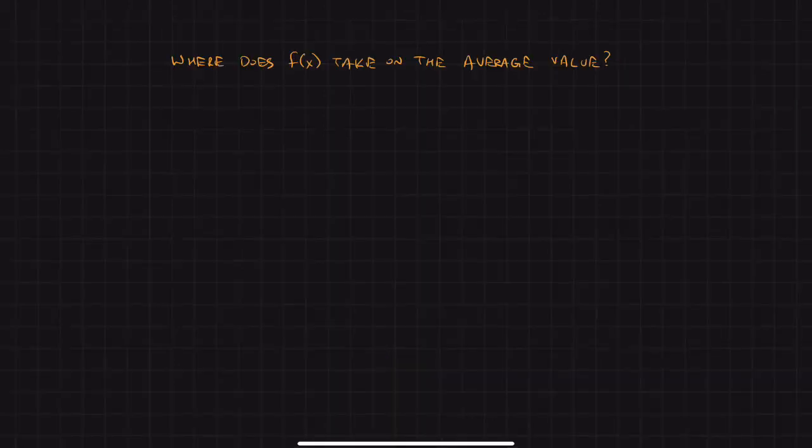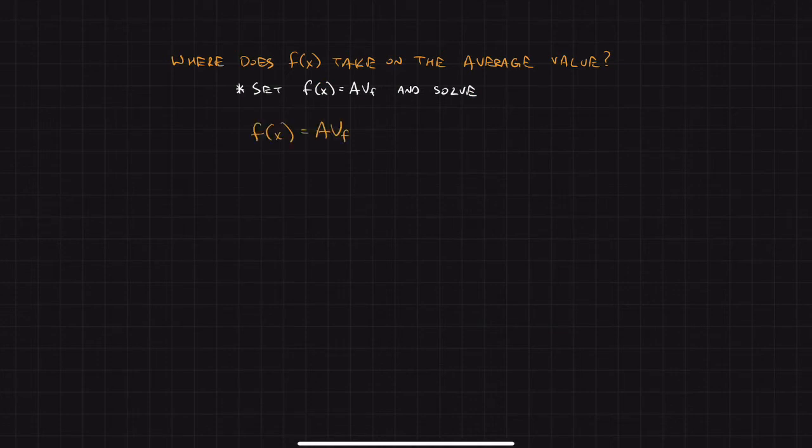So then where does f of x take on the average value? To figure that out, all you have to do is set your function f of x equal to the average value and then solve. So if we set f of x equal to the average value, that means that 5 minus x squared would be equal to 11/3. All we need to do now is solve for x. If we find a common denominator, we can then combine the 5 and the negative 11/3 to be 4/3. And then take the square root of both sides to get the x by itself.